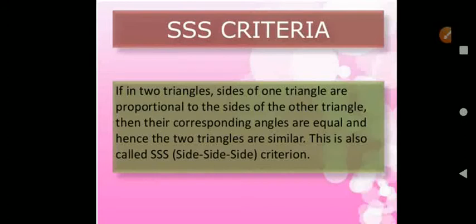SSS criteria: if in two triangles, sides of one triangle are proportional to the sides of the other triangle, then their corresponding angles are equal and hence the two triangles are similar. This is also called as SSS criteria. Ratio of corresponding sides, not the sides are equal, ratio of corresponding sides are equal, and you can say that that criteria is SSS criteria.